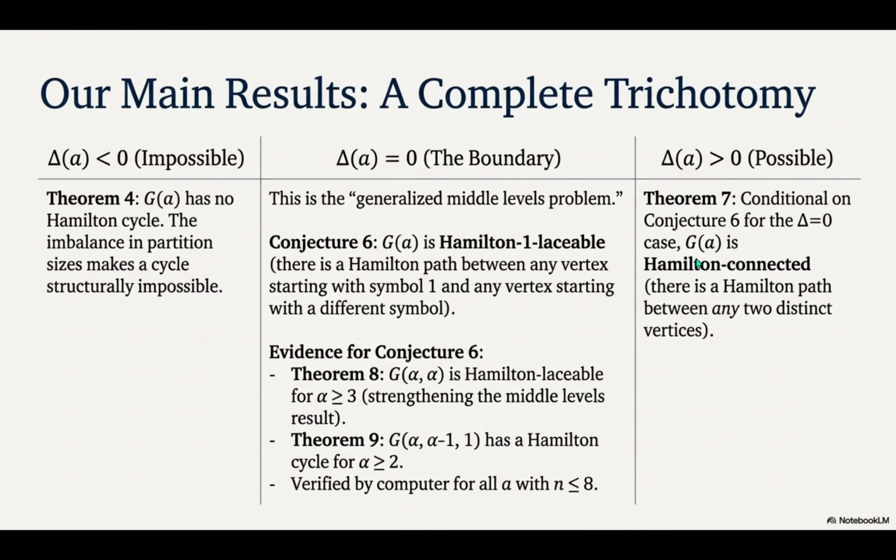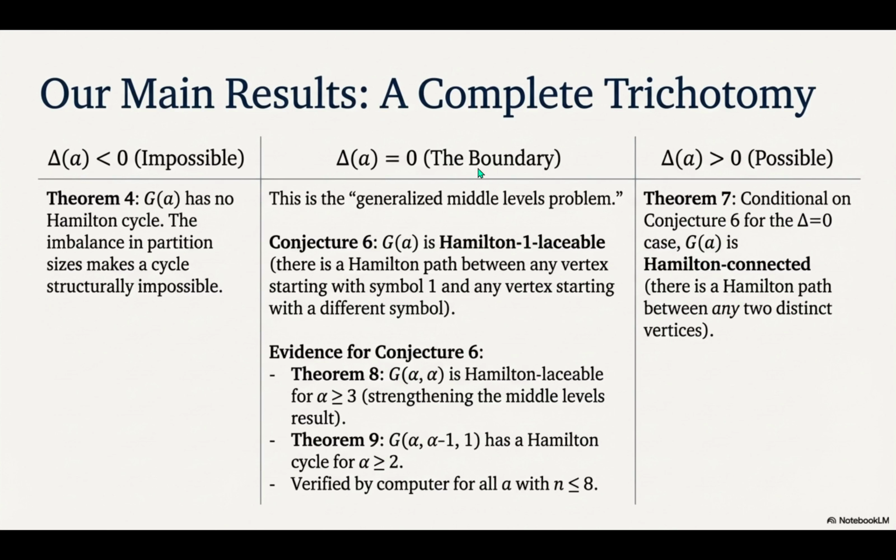Hamilton connected. That sounds stronger than just having a Hamilton cycle. What does that mean? It means you can start and stop anywhere you want. A Hamilton cycle just guarantees one big loop. Hamilton connected means you can pick any 2 permutations in the entire set, and I can find you a path between them that hits every other permutation exactly once. That's the strongest possible guarantee of a path. It's the gold standard.